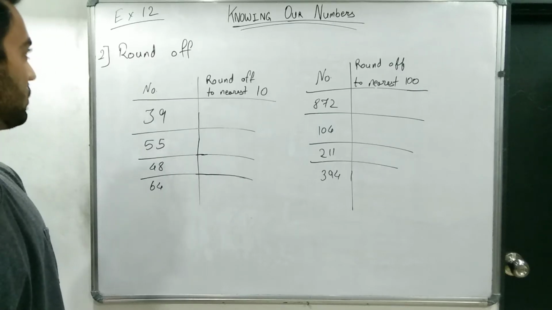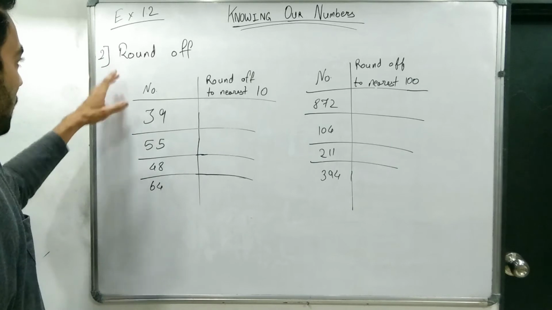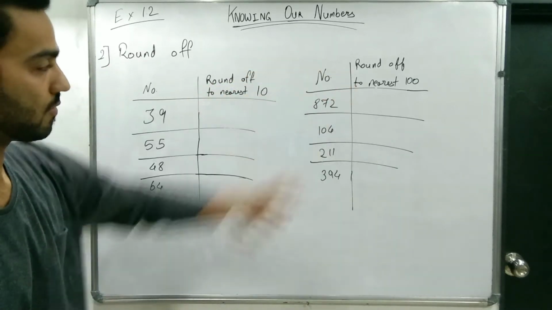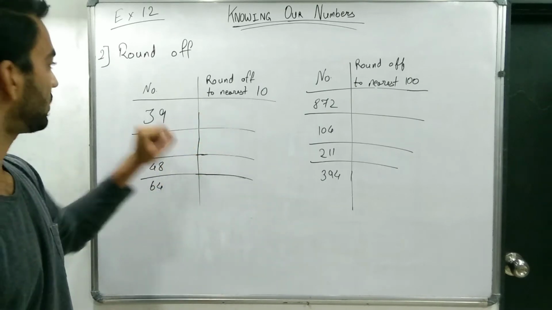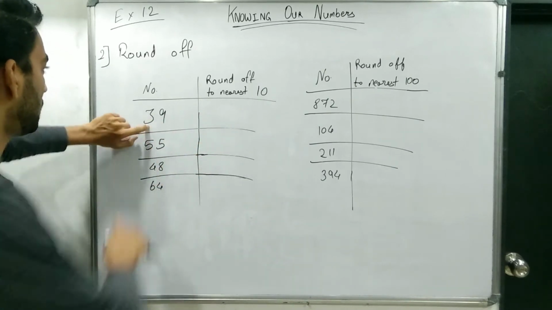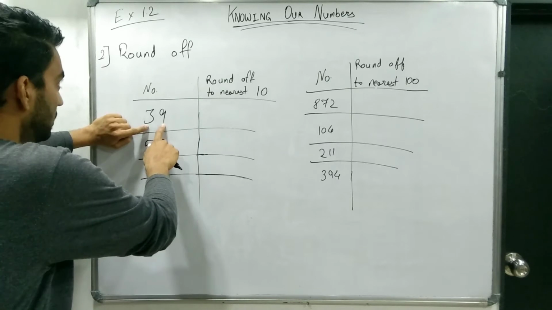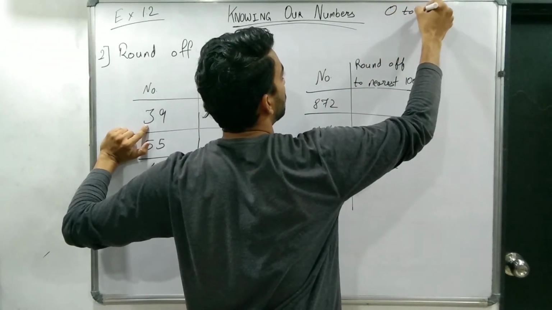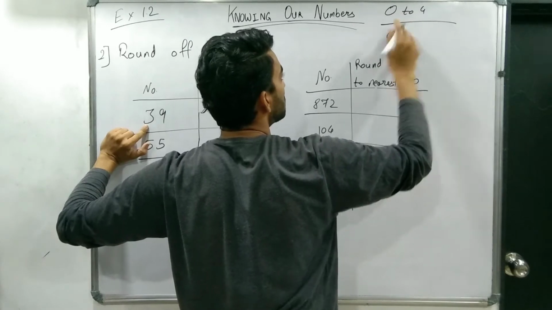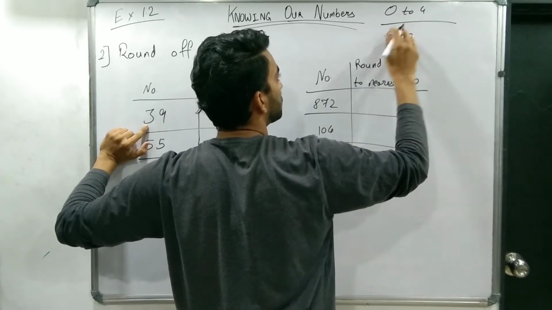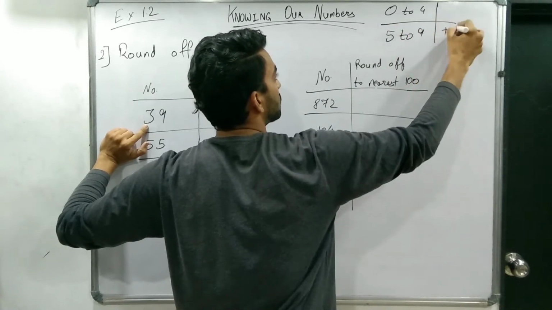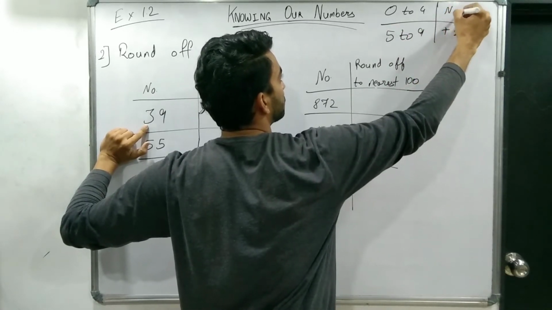Let's see some questions on rounding off. Here we have to round off these numbers to nearest 10, and these to nearest 100. When we are rounding off to nearest 10, the 10's place is 3, and the next number is 9. If you want, we can write here: the first group is 0 to 4 and the next group is 5 to 9. So here plus 1, here no change.